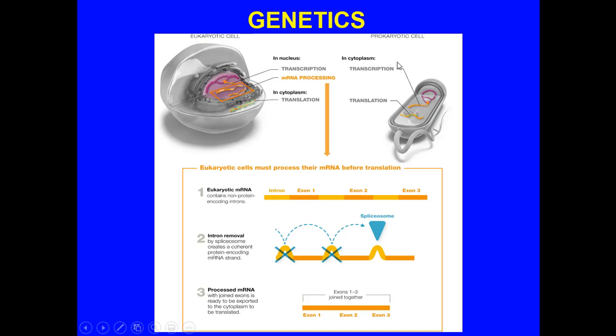So here we have the genetics and a comparison between the prokaryotic and the eukaryotic cell, where you have transcription and translation. In a eukaryote, the transcription is in the nucleus, the translation is in the cytoplasm. In the prokaryote, both translation and transcription occur in the cytoplasm. Now, eukaryotic cells must process their mRNAs before translation. We talked about this example. We will remove introns and splice together the exons that we save. So now you have one whole unit composed of exon 1, 2, 3, but a much shorter messenger RNA.